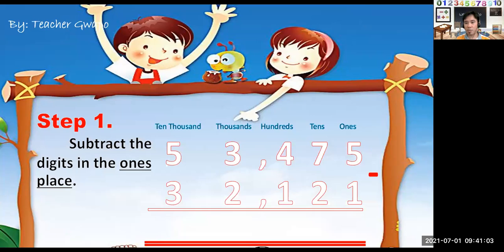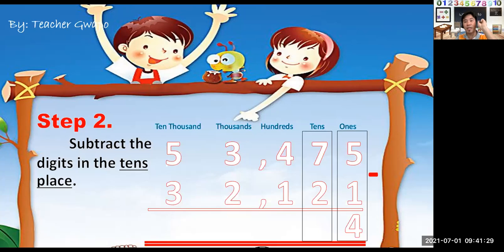So let's try to subtract. 5 ones minus 1 one is equal to 4 ones. Very easy. When you were in grade 1, you learned it already. Now, step number 2: subtract the digits in the tens place. A while ago, in the ones place, 5 minus 1 is 4. Now, in the tens place, 7 minus 2 is 5.